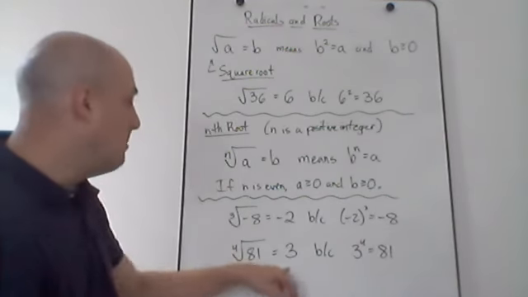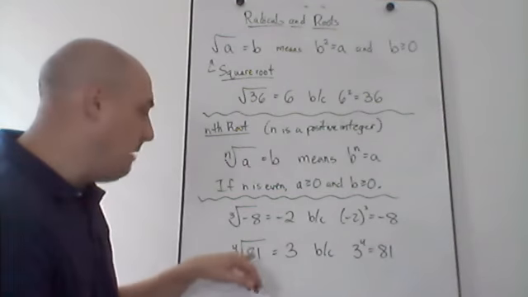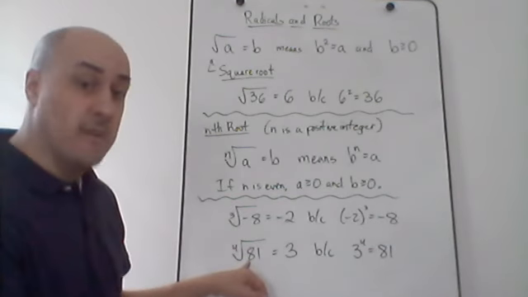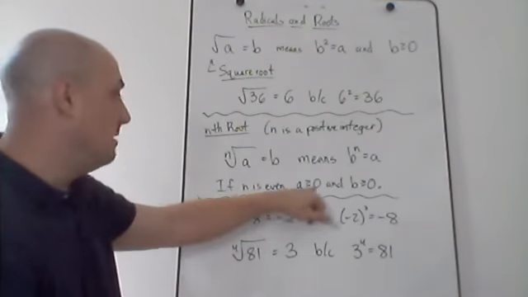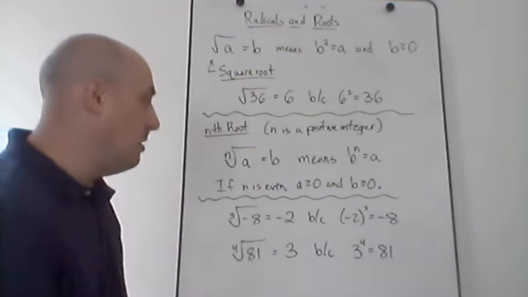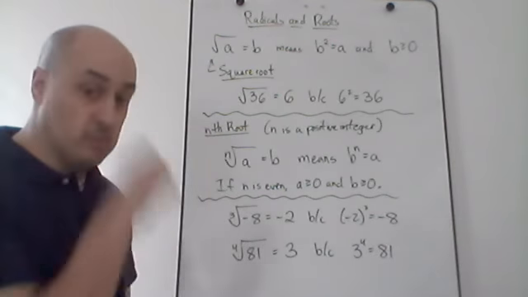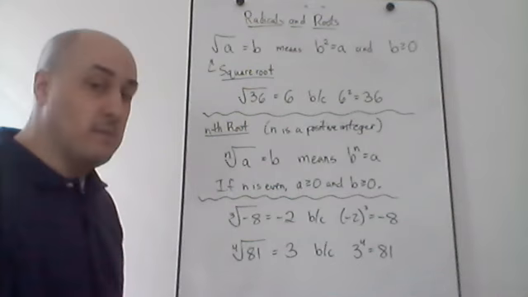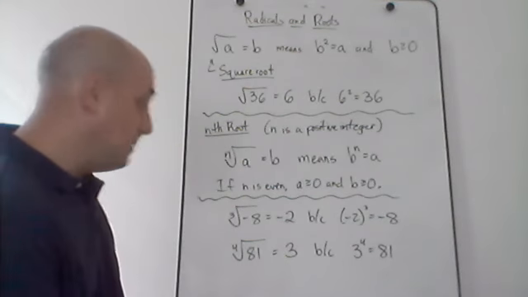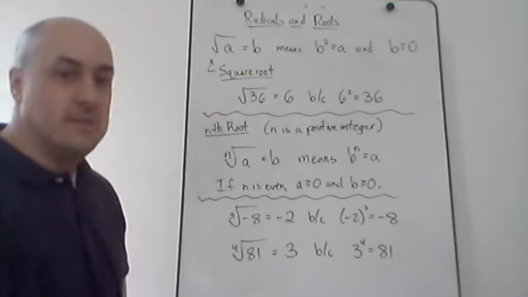But when I take a number and raise it to an even power, I never get a negative result from that, which is why this rule is here. The a has to be greater than or equal to 0. Also, the b has to be greater than or equal to 0 when you're taking an even root. For an odd root, it can be positive or negative. It doesn't really matter. So that's the definition of what a root is.